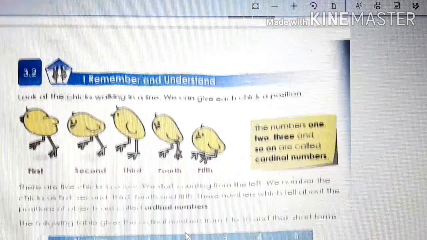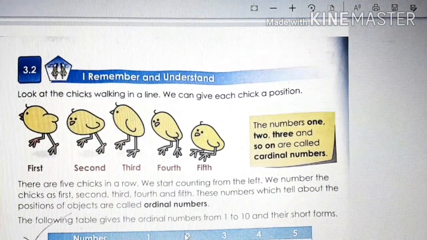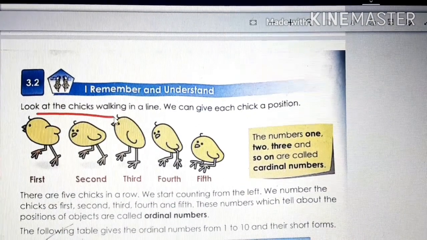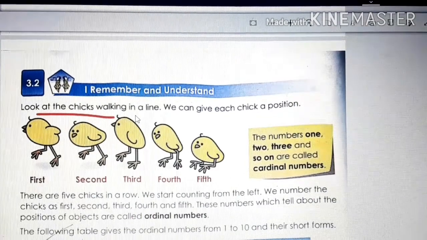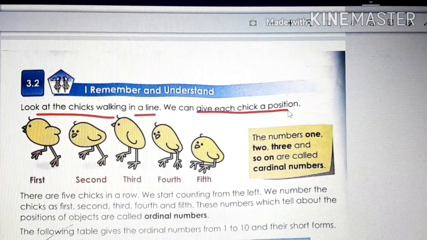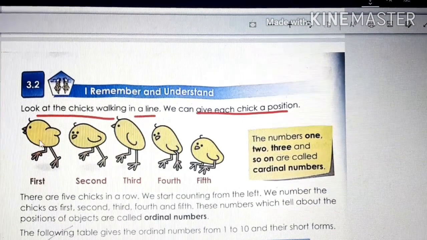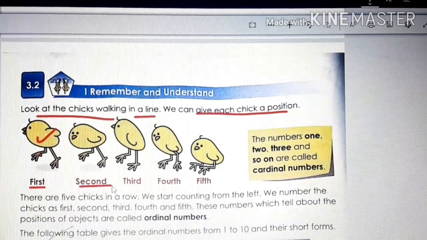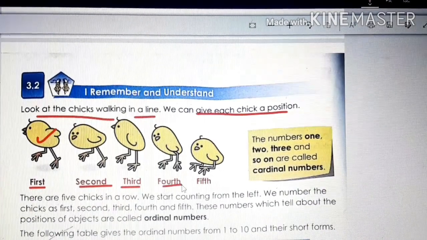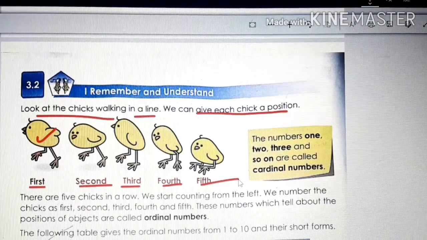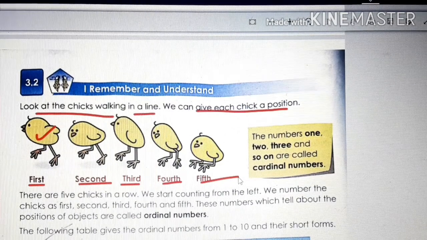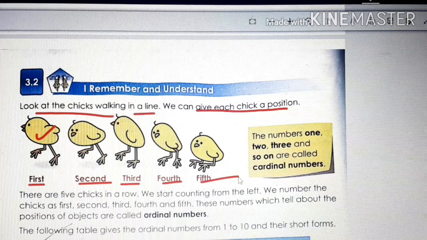Next, let's start with cardinal and ordinal numbers, children. So look at this picture. Look at the chicks walking in a line. You can see we can give each chick a position. So the one standing here, we can give the position of first. Then second, third, fourth, fifth. Okay. So these are what, children? These are ordinal numbers. First, second, third, fourth. The counting is your ordinal numbers.